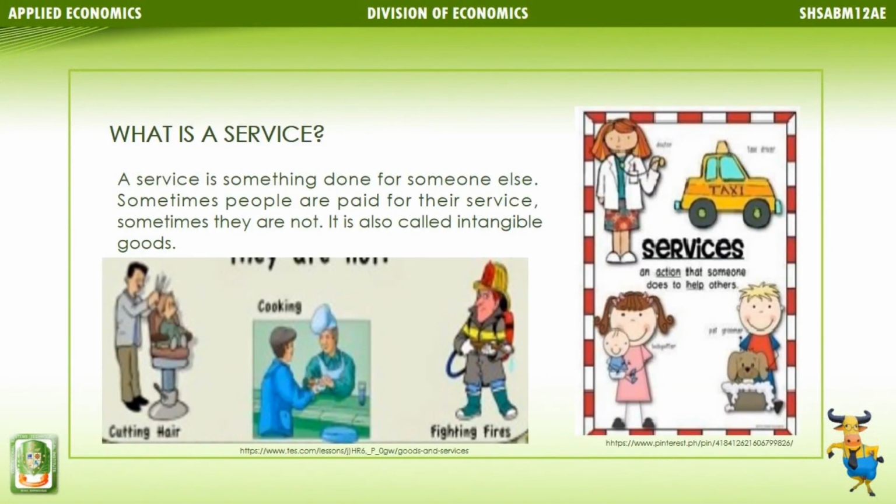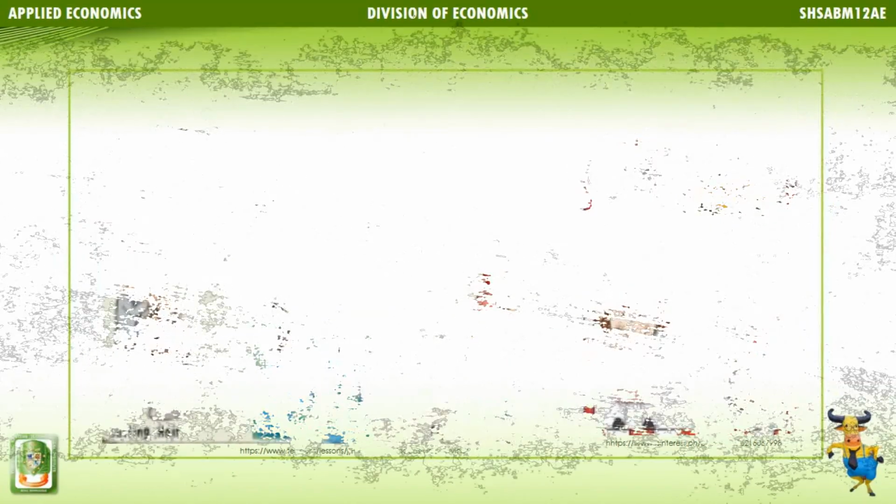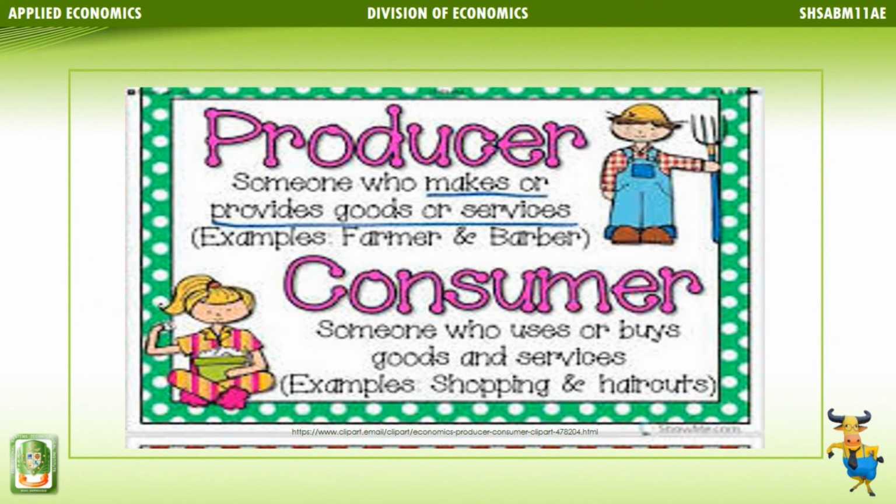What is a service? A service is something done for someone else. Sometimes people are paid for their service, sometimes they are not. It is also called intangible goods. A producer is someone who makes or provides goods or services. Example, the farmer and the barbers. A consumer is someone who uses or buys goods and services. Examples, shopping and haircuts.